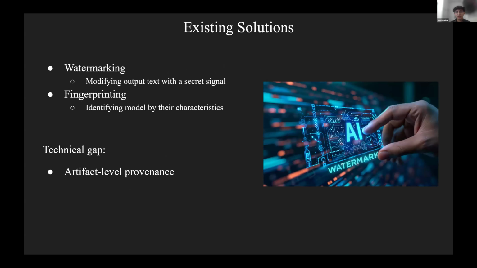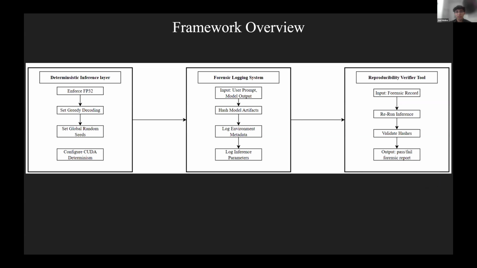Some of the existing solutions to this problem include watermarking, where you modify output text with a secret signal just to try and get back that level of provenance. The same goes for fingerprinting, where you try to identify models by their characteristics. But none of these go as granular as artifact-level provenance, which is where you try to reproduce the actual output of the model, and reproduce the model's weights and state at the time of inference at a later date. And that's what this paper provides.